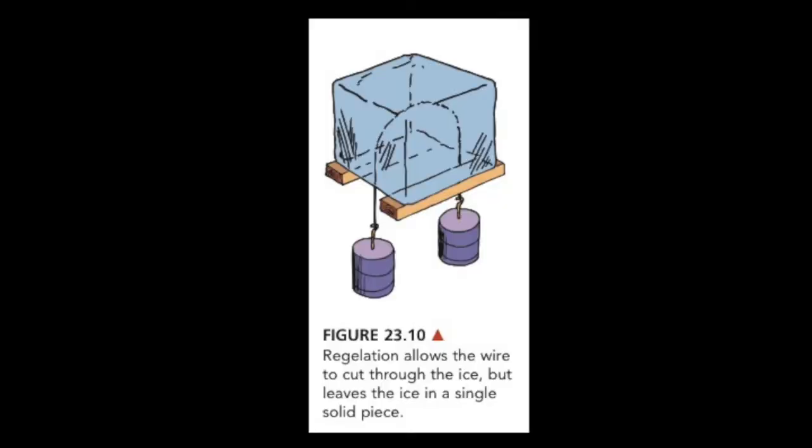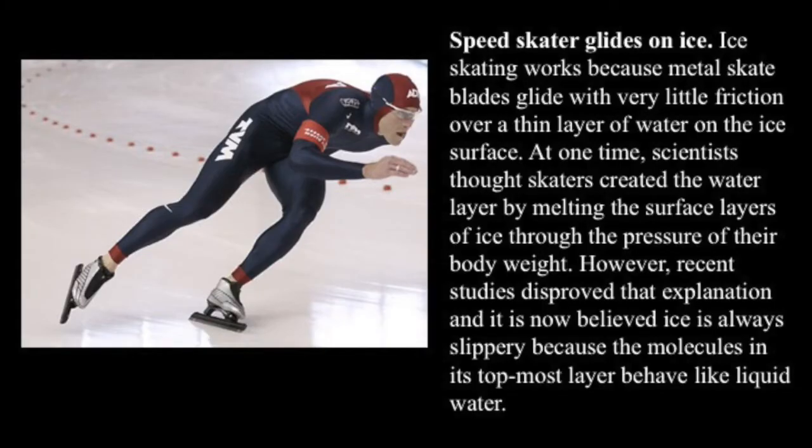Figure 23.10, regelation allows the wire to cut through the ice, but leaves the ice in a single solid piece. So that's called regelation. It will simply refreeze on itself. It's not a problem. Speed skater glides on ice.